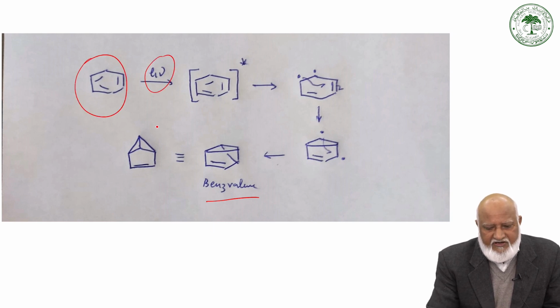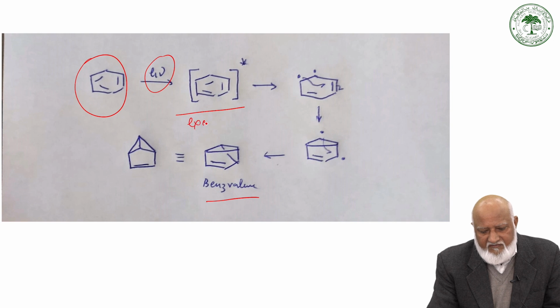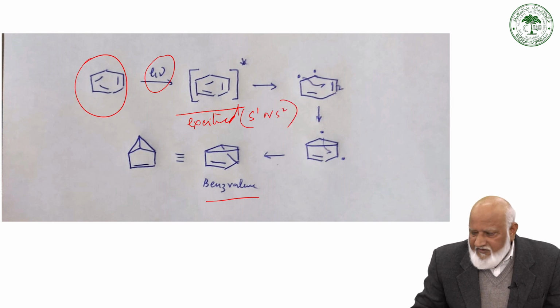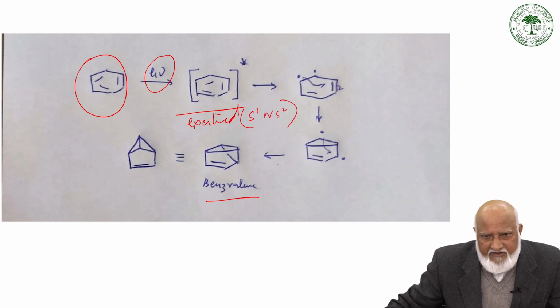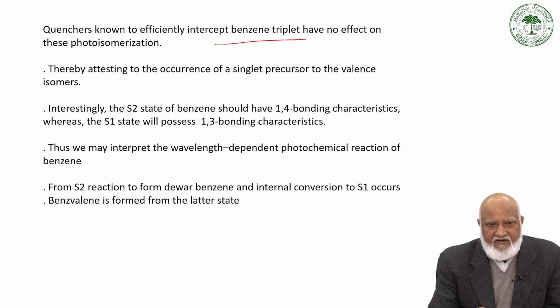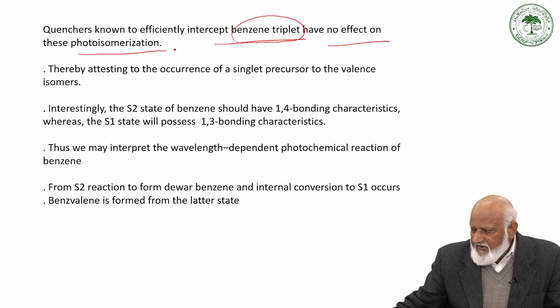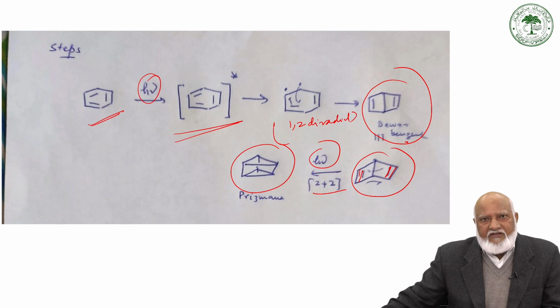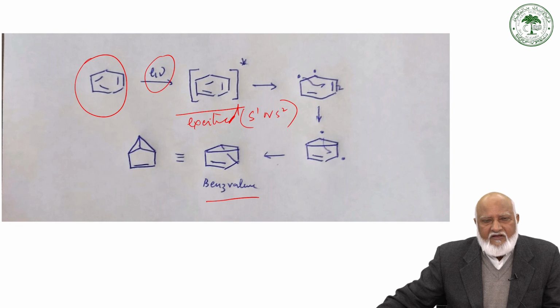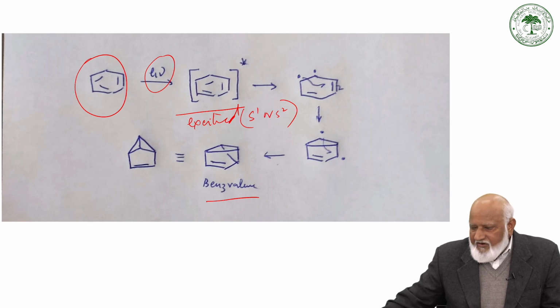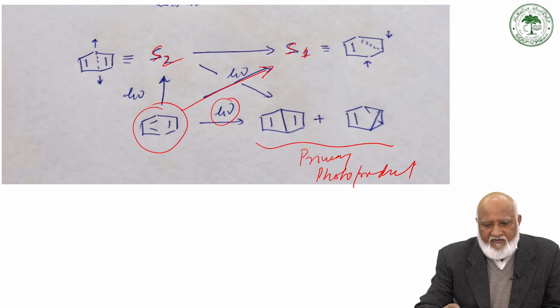Benzene under photolytic condition goes to an excited singlet state, either S1 or S2, because it has already been found that the quenchers which are known to intercept benzene triplet have no effect on the photoisomerization. So we can assume that all three valence isomers, the photoisomers of benzene, are originating from the excited singlet, either S1 state or S2 state, as indicated in this one.